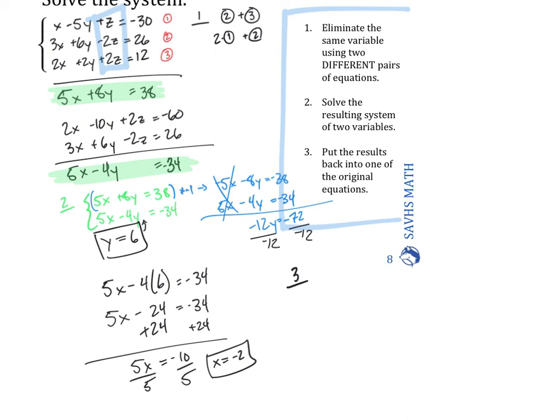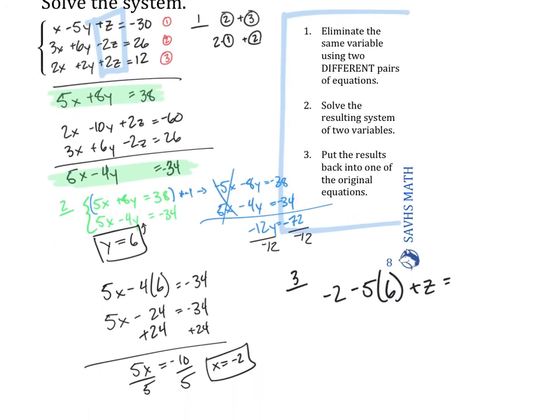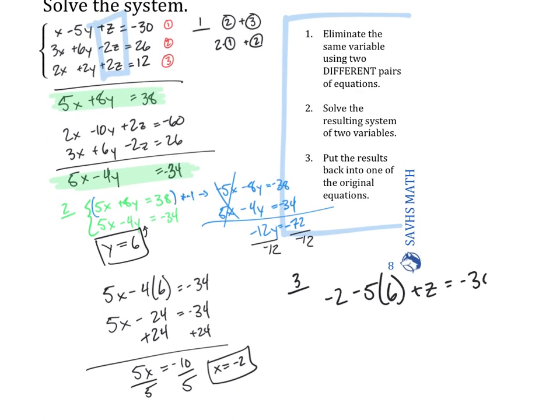So I have x is negative 2. Let's use the first equation. So negative 2 minus 5 times 6 plus z equals negative 30. Okay, I used the equation way up here at the very top, equation 1. I put in my negative 2 for x, and I put in my 6 for y. Then I have to solve for z.